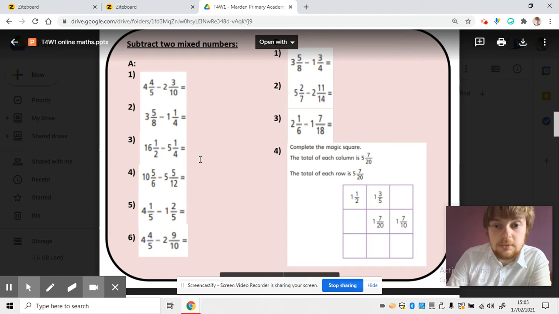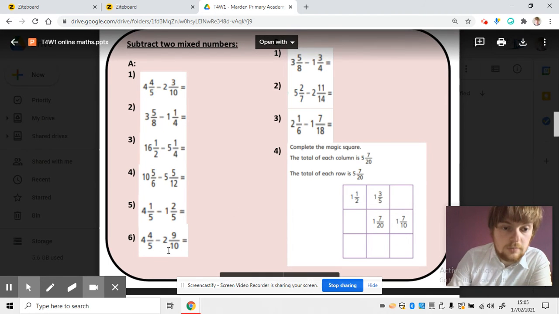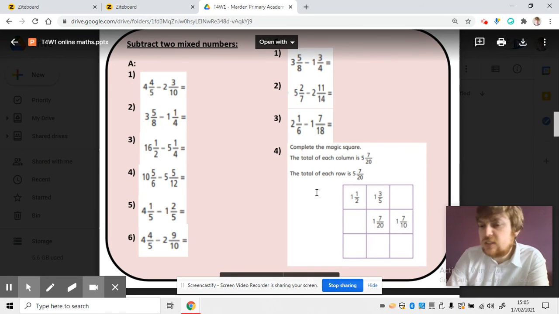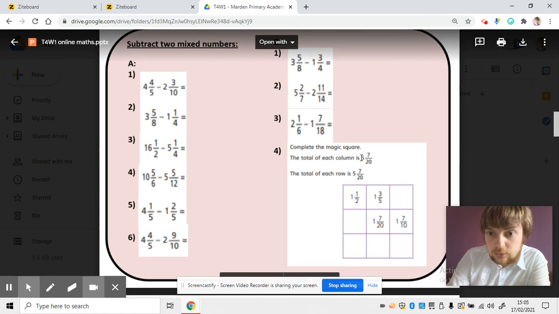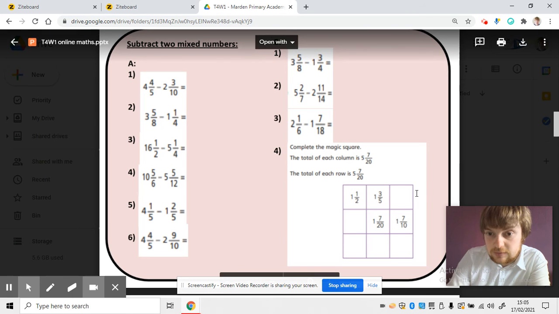Using those two examples to help you build up your confidence, you may need to go back and watch them a couple of times. You've got either questions on A or B to have a go at. So just to help you out, if you're going to do B, which those of you know who you should be, each column, so going down, equals 5 and 7/20, and each row equals 5 and 7/20.